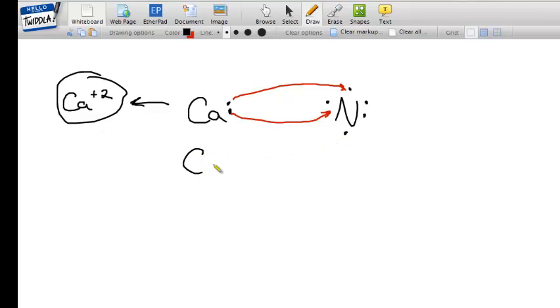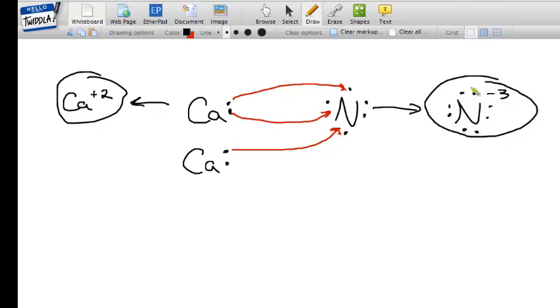Well, that means I'm going to need another calcium with its 2 valence electrons. And that calcium can give 1 of its valence electrons to this nitrogen just like that. And when it does that, nitrogen now is stable. Nitrogen has now 8 valence electrons, just like its nearest noble gas. It gained 3, so it has a -3 charge, but it's now stable.